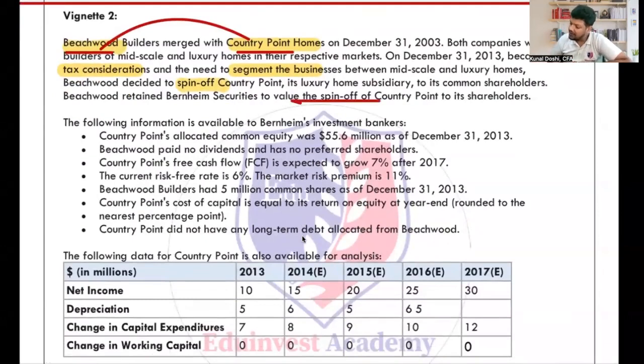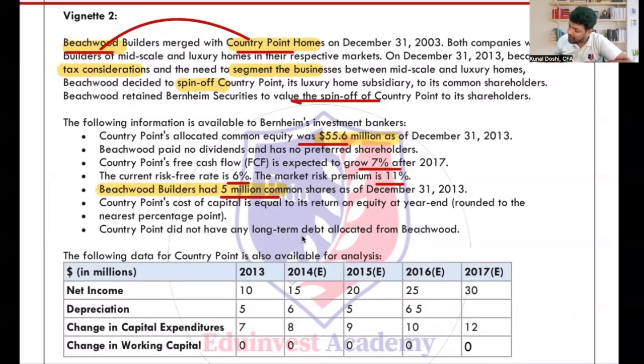The following information is available. Country Point P's allocated equity was this. Beechwood paid no dividends. Country Point's free cash flow is provided to us. Risk-free rate and other information I'll probably require for CAPM. Beechwood Builder has 5 million common shares. So Beechwood had 5 million shares. Country Point's equity was this.